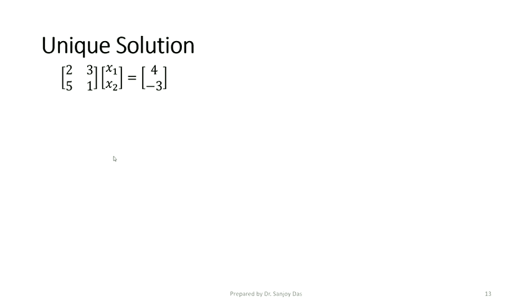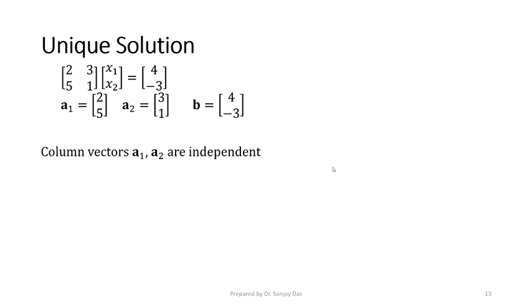Now here I had a unique solution. Let's examine it using this notation. So A1 is 2, 5, A2 is 3, 1, and this is my B, 4, negative 3. Now the column vectors A1 and A2 are independent. They don't point in the same direction. They are independent. 2, 5 is not some multiple of 3, 1.